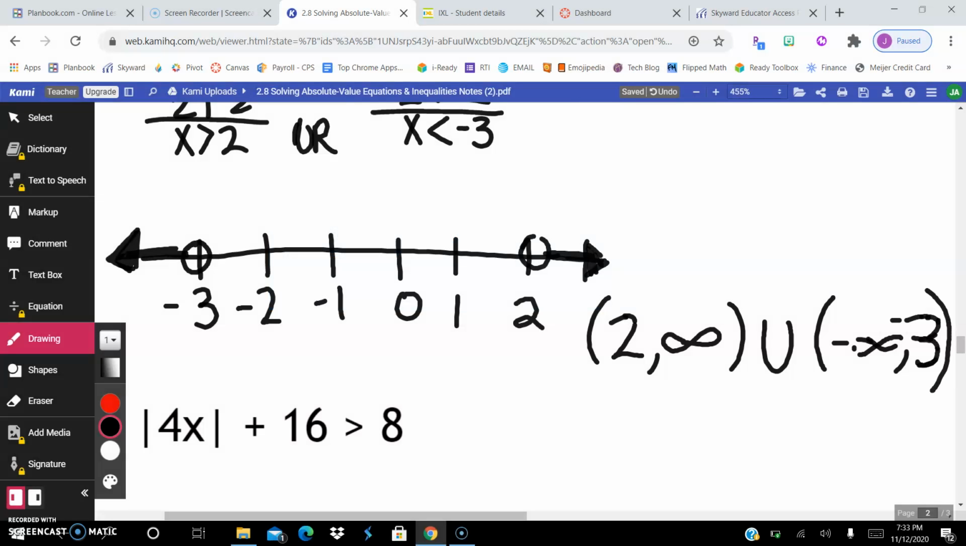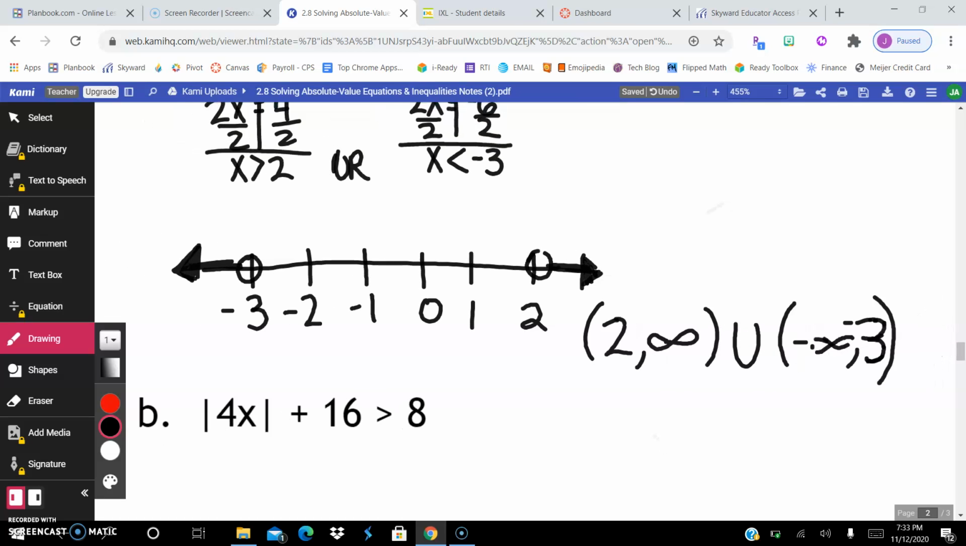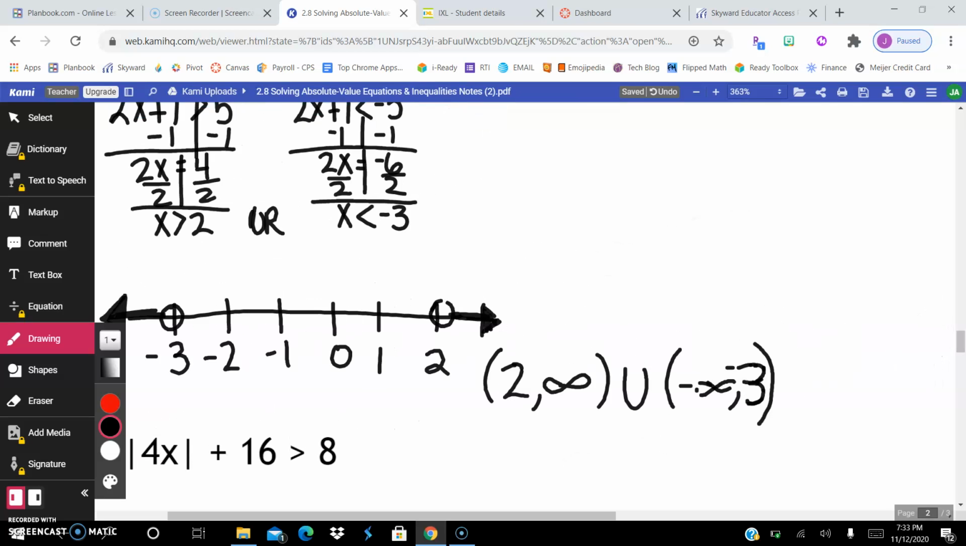And we're not including that either because it's a circle. It's an open circle. And then for set builder notation, remember, we just bring down the two inequalities that we got, put the union symbol in between them, and we're good with that.